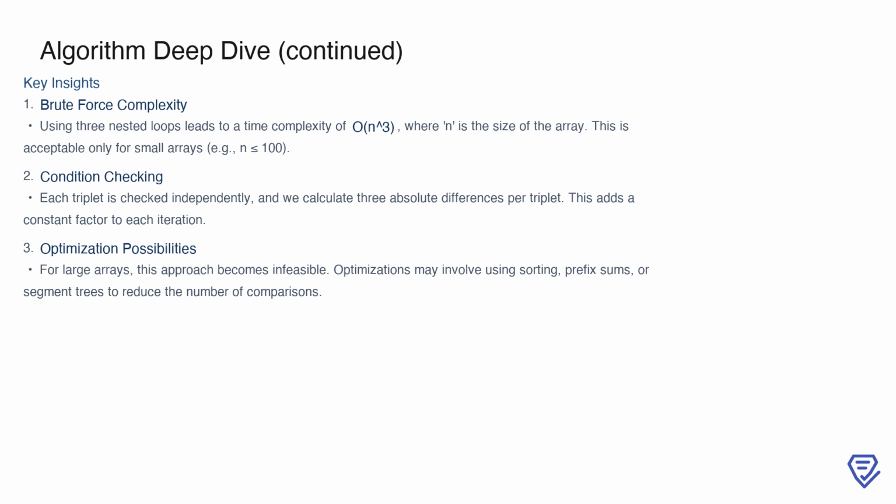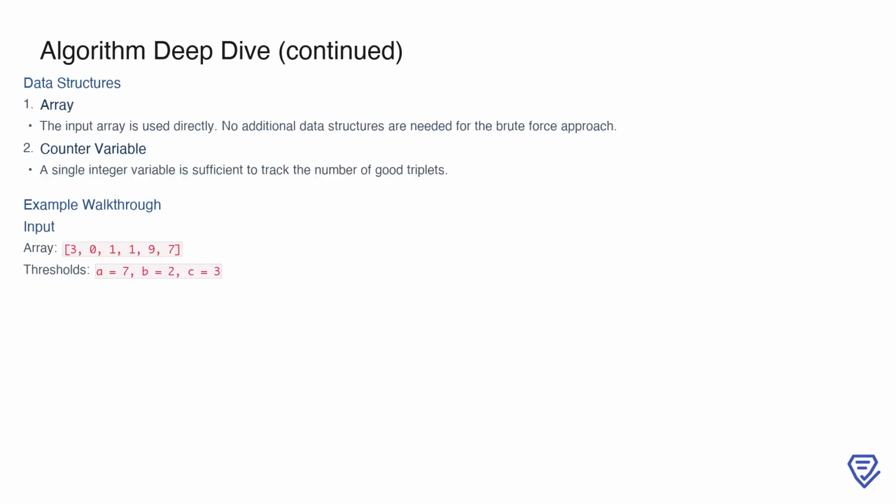Another important detail is that the condition checking for each triplet involves three absolute difference calculations, which adds a constant factor to each iteration. While this is manageable for smaller arrays, it becomes computationally expensive for larger datasets. To address this, we can explore optimization techniques such as sorting, prefix sums, or segment trees. These methods can help reduce the number of comparisons and improve performance for larger arrays. For the brute force method, we only need the input array and a simple counter variable to track the number of valid triplets. No additional data structures are required, making the implementation straightforward.